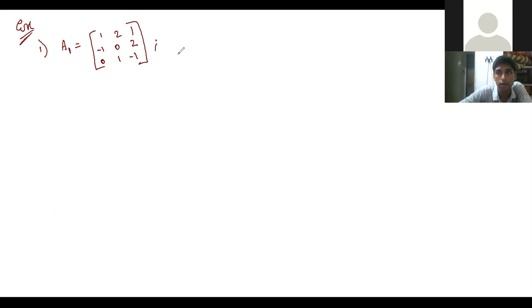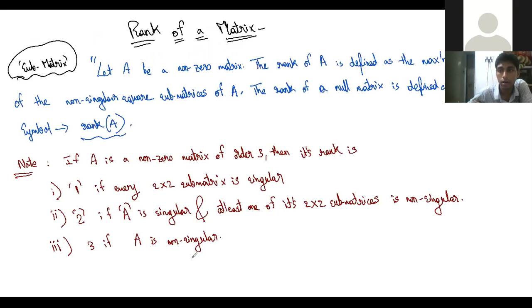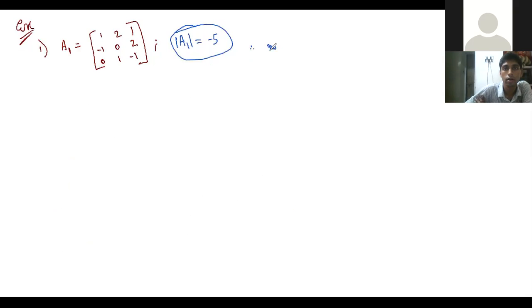Determinant of A. Very good. First step is you have to find the determinant. What is the determinant of A1? Minus 5 should come. So from that you can tell it is non-singular. If a 3 by 3 matrix is non-singular, then its rank is 3. Hence rank equals 3. Right. Next, second example. This is A2.